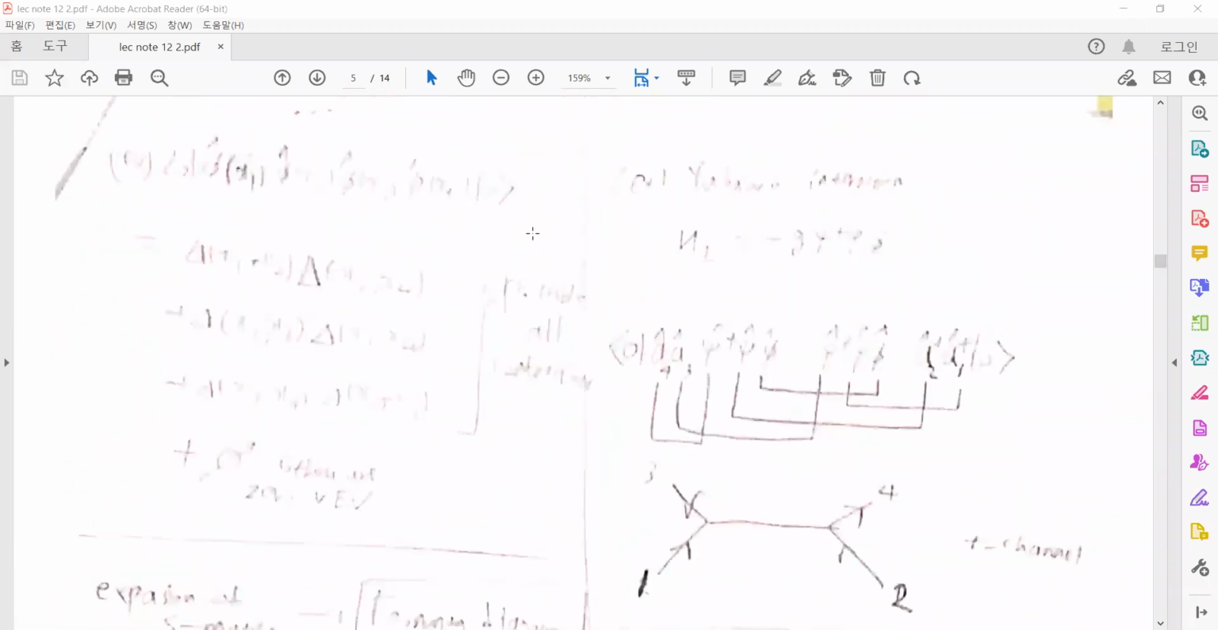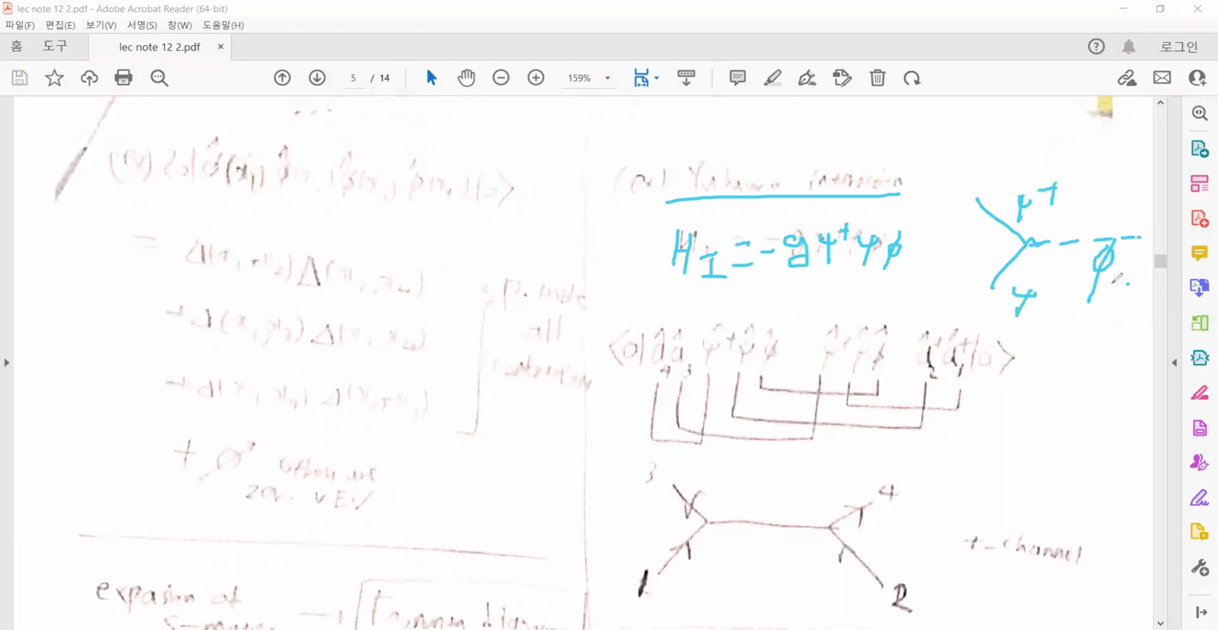As a more specific example, we will consider the Yukawa interaction. The interaction Hamiltonian is given like that. There will be some coupling constant and the two spinors, psi dagger, psi, and the phi. So Feynman diagrams can be drawn like that. There is the psi dagger, psi, and the phi, and such interaction vertices will appear.